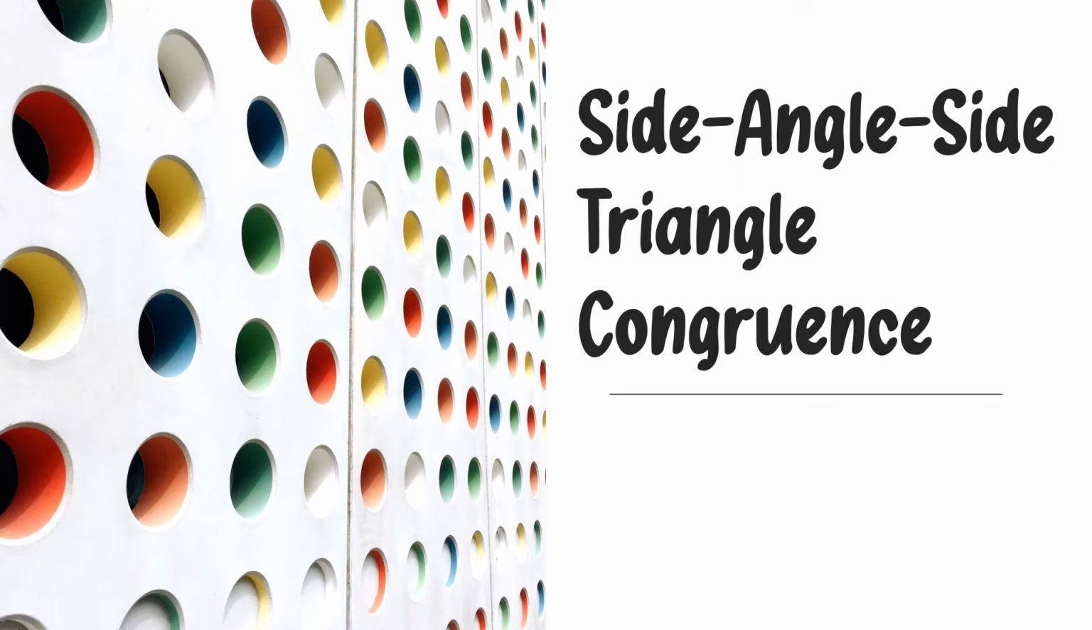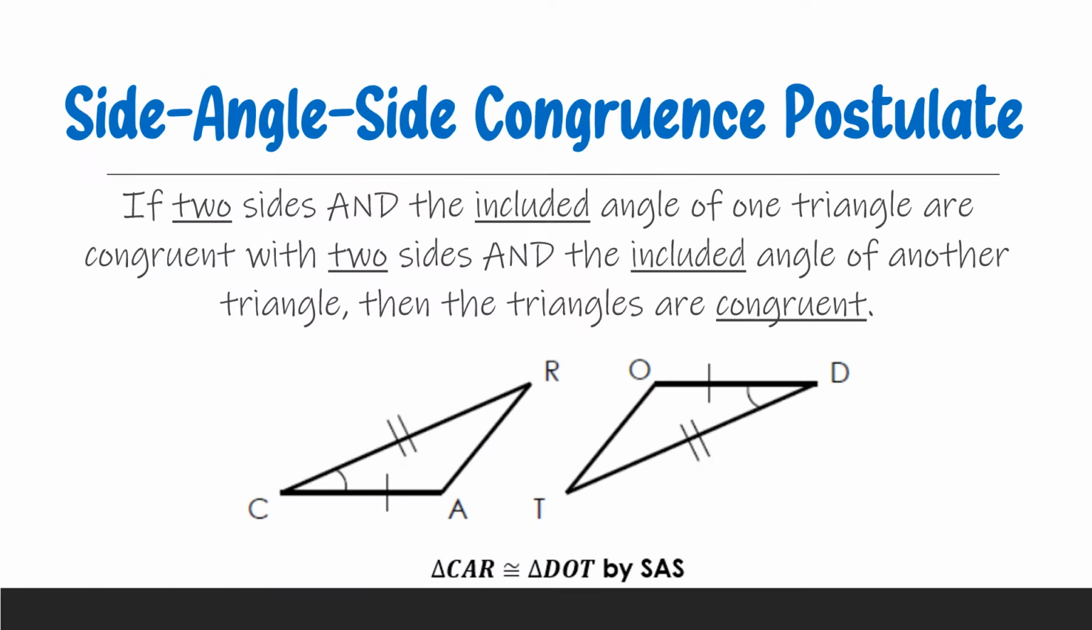For our next triangle congruence, we're going to look at side angle side triangle congruence. Side angle side states that if two sides and the included angle of one triangle are congruent with two sides and the included angle of another triangle, then the triangles are congruent. So the wording is going to be really important here.